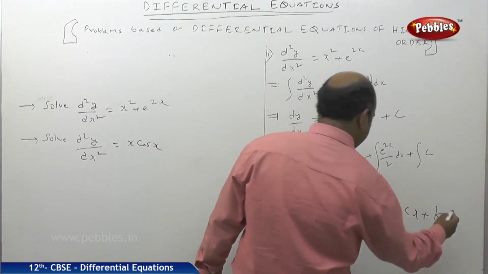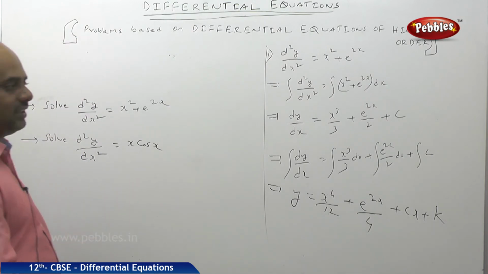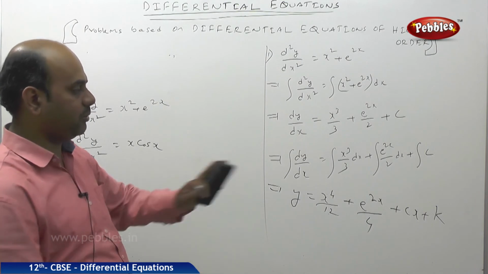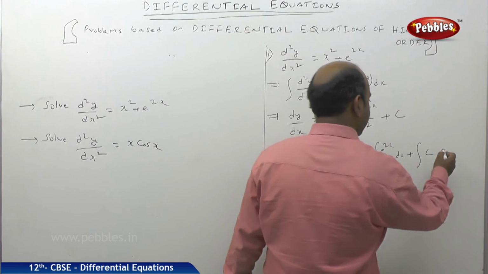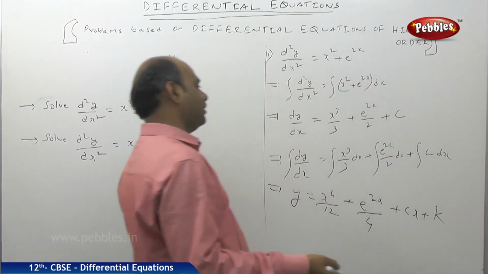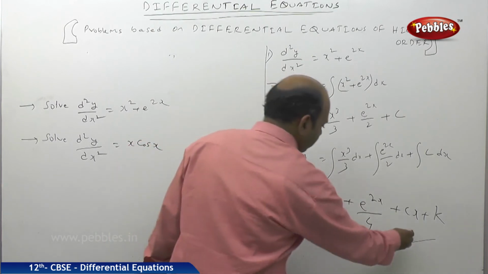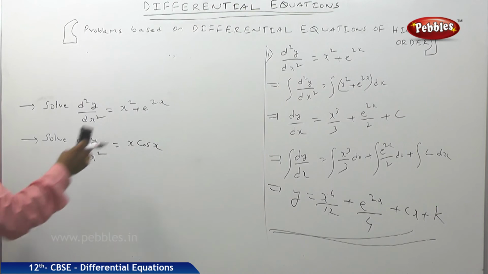cx plus k, because c will be coming outside, and integral of c means I can write c outside, and integral of dx means it becomes cx plus k. Nothing mentioned means clearly understood, here dx is there. Therefore this is the required solution for our given differential equation.